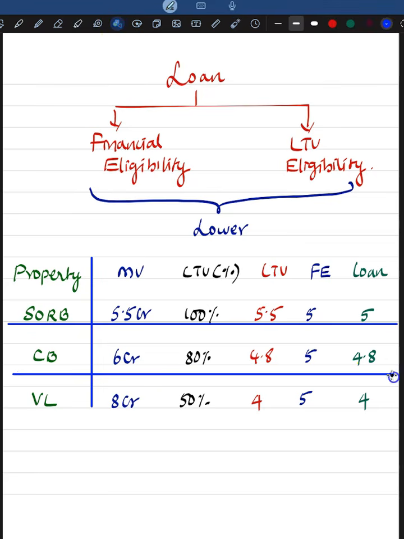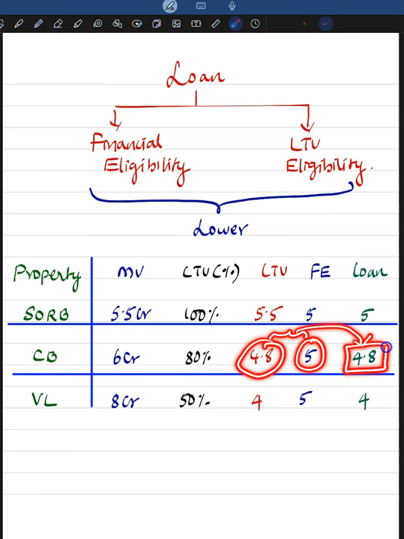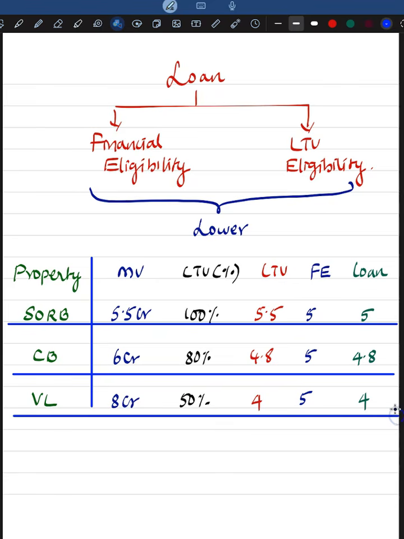If it is commercial building, market value is 6 crore, but only 80% will be considered as LTV. So 6 crore into 80% works out to 4.8 crore, and this will be compared with the financial eligibility, and whichever is lower, so only 4.8 crore can be considered as loan amount. Number 3, vacant land. Here the market value is the highest, that is 8 crore, but bank is ready to consider only 50% LTV. It means 8 crore into 50% works out to 4 crore. 4 crore is the LTV that will be compared with the financial eligibility of 5 crore, and whichever is lower, that will be considered as sanction amount. So that is only 4 crore.